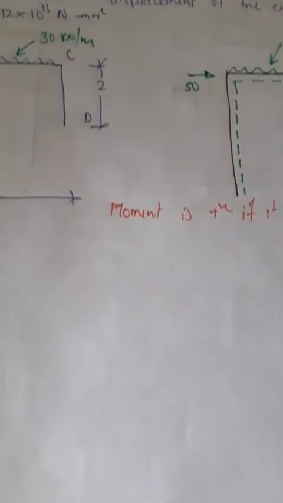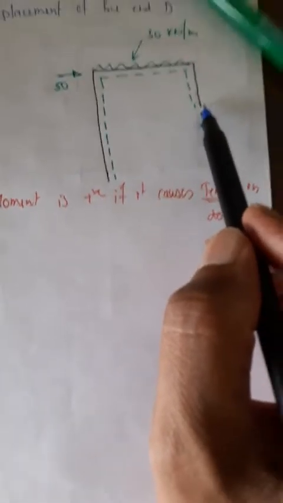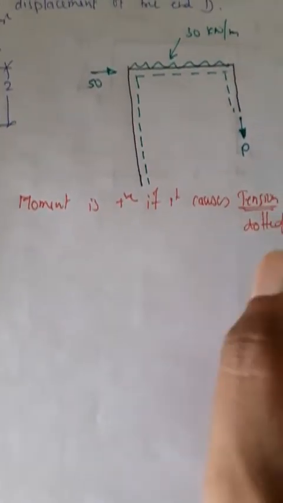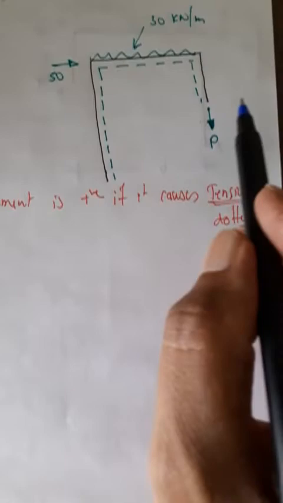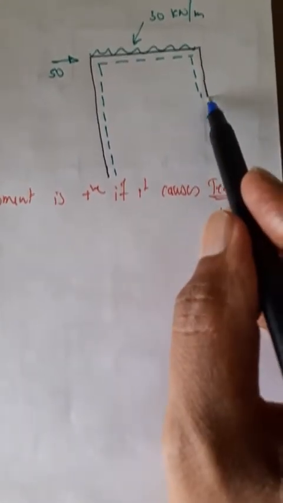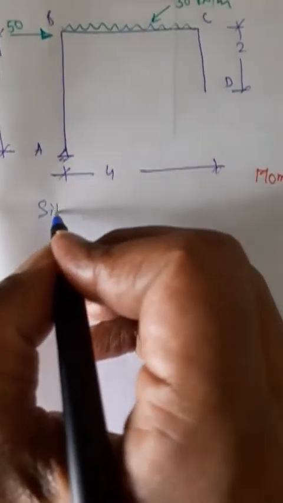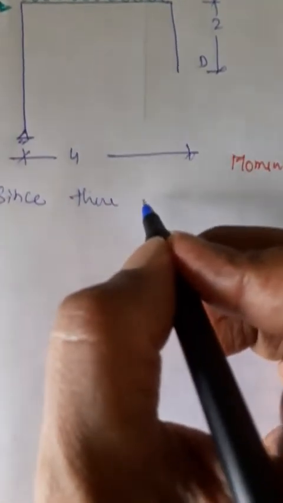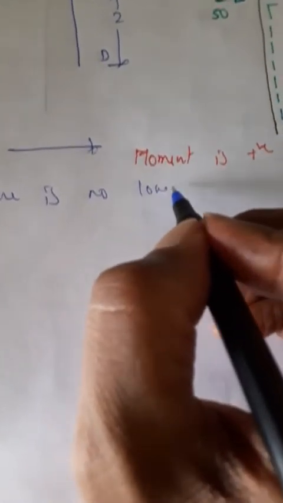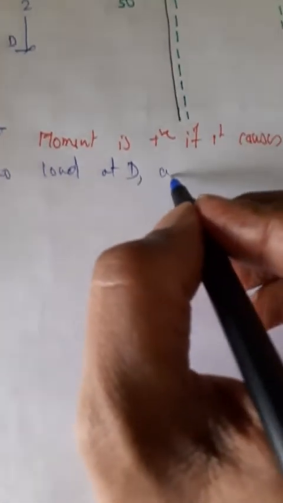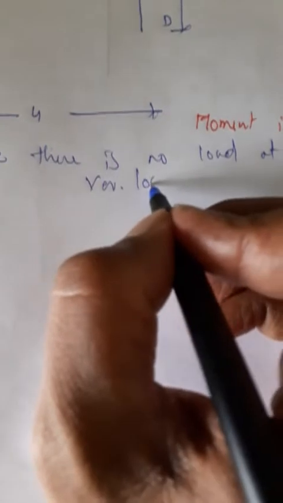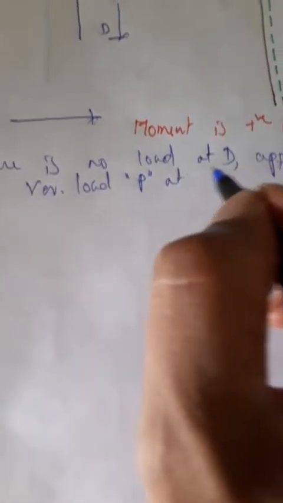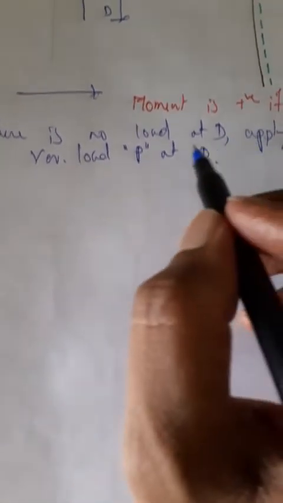Now, since there is no load at point D, apply a unit vertical load at D because I am required to calculate vertical displacement. So apply a unit vertical load P at point D. Since there is no load at D, apply dummy vertical load P at point D. So I have to apply that in vertical direction.